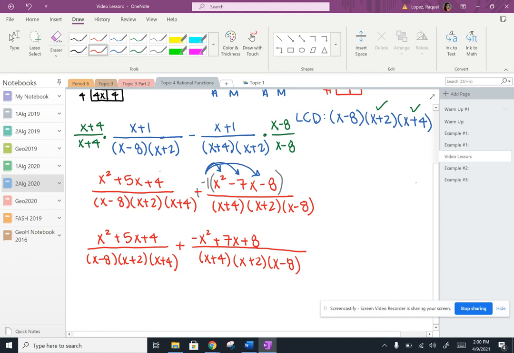Now I can combine all of my like terms. What's nice is that I've got an x squared here, and then I've got a negative x squared here. When I add those together, they cancel out, they reduce to 0. I've got positive 5x plus 7x, so that's going to give me 12x. Then finally I've got positive 4 plus 8, so that's going to give me another 12. So 12x plus 12 all over, and then I'm just going to write out my denominator again.